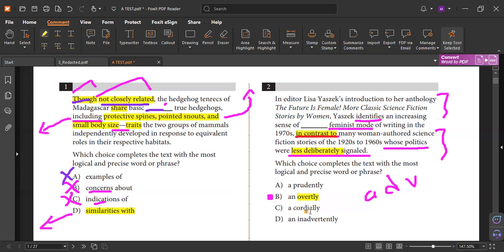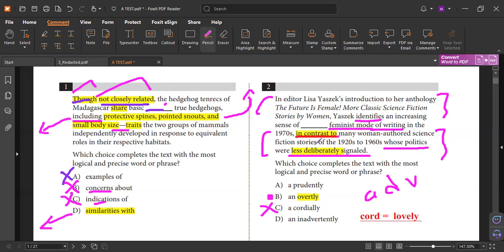Okay, why not C? Because "cordially" has the Latin root cord, and cord means you are talking about something lovely or something gentle, but we are not talking about the mood being gentle. It does not make any sense, because we are describing the mode of writing. How can we describe it as gentle or lovely? It's not supported in what comes after or before. About "prudently": it means to do something in a careful way, to be cautious, to think too much before you do something. But we are not talking about that here.